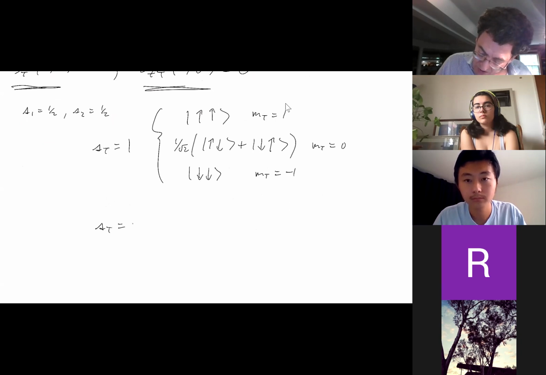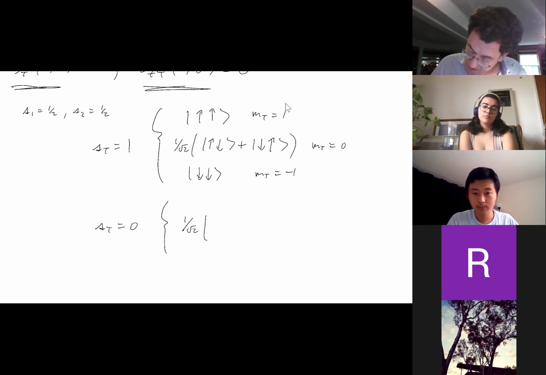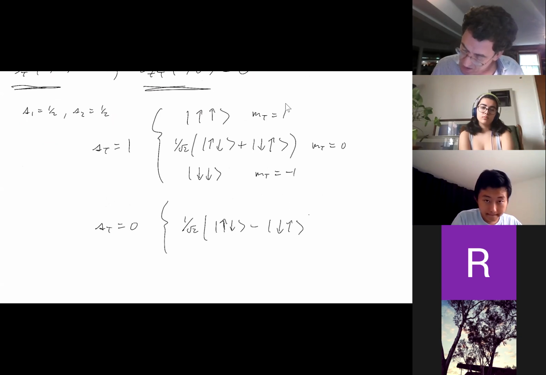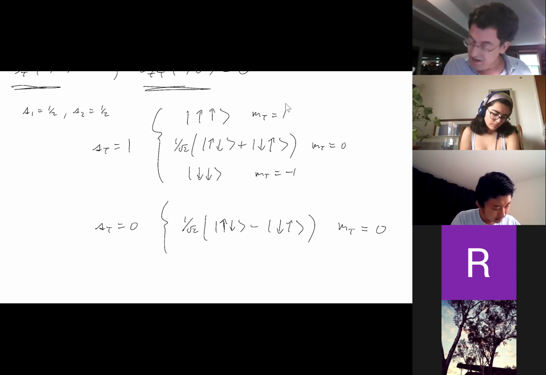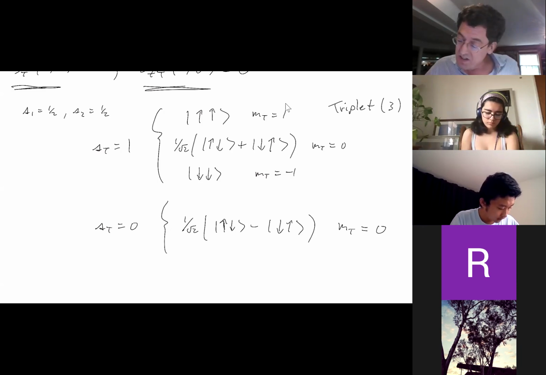And then we have our S total equals 0, which is 1 over square root of 2, up, down, minus, down, up. And this also has m total equal to 0. Okay, so we did it. And we have a name for these states. We call these the triplet, because there are 3 of them. So these are called the triplet states, and the triplet states are S total equals 1.